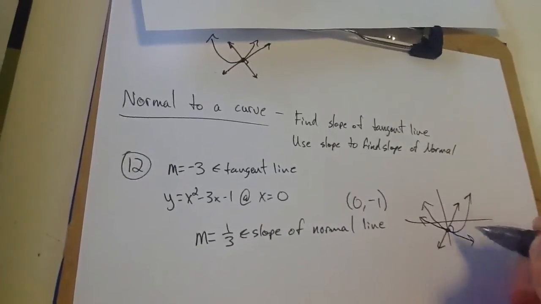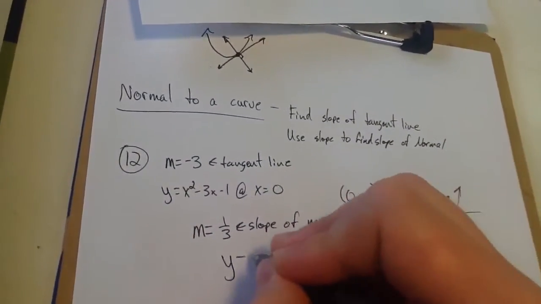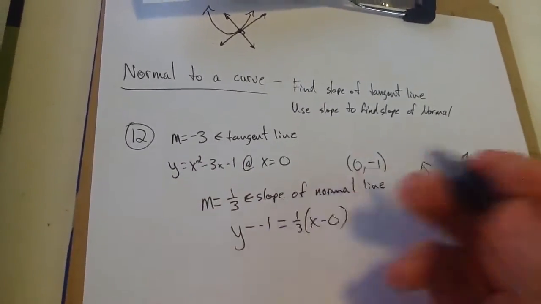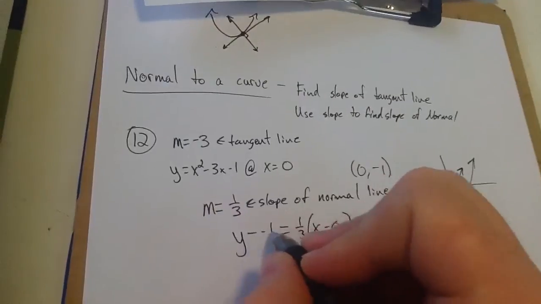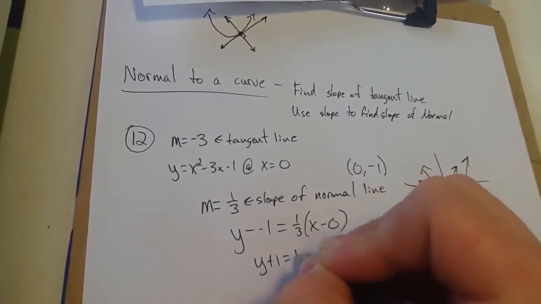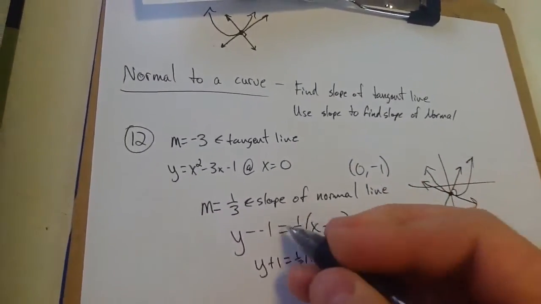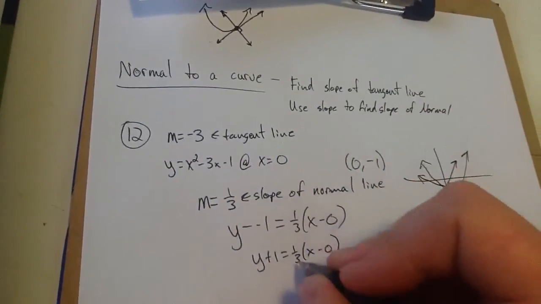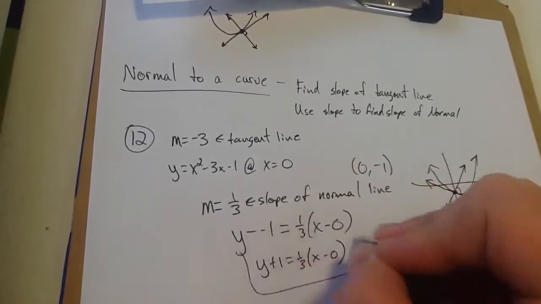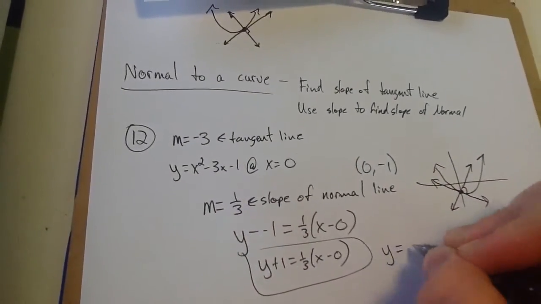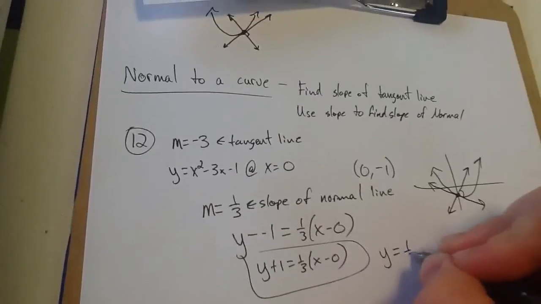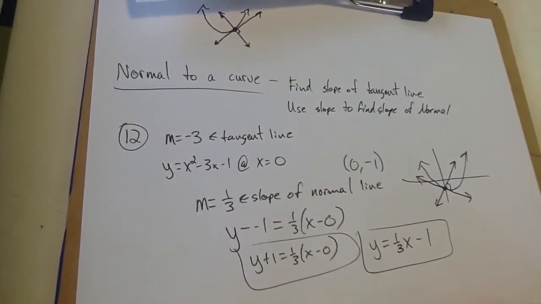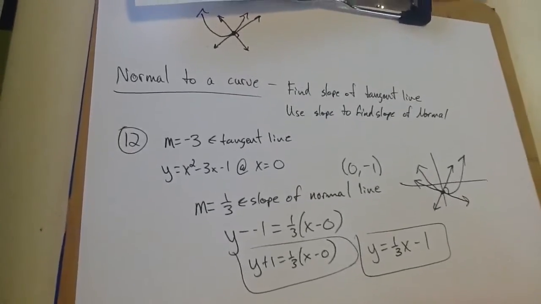And I'm going through that same point, so all I have to do is y minus -1 equals 1/3 x minus 0. Right? Just plug it in. That's a good answer. Well, you can make it y plus 1. So you just use the same point, and you just have a different slope. It's really not much new. So there's a good answer. Or if you wanted it in y equals mx plus b, you could have 1/3 x and then -1. That would work. So that's all the normal to a curve is.